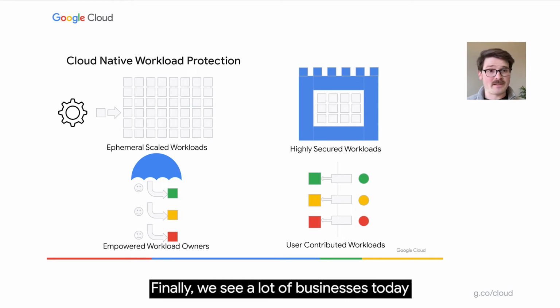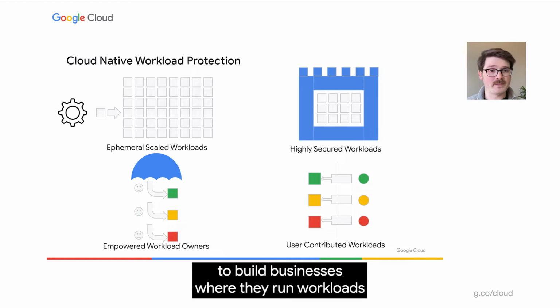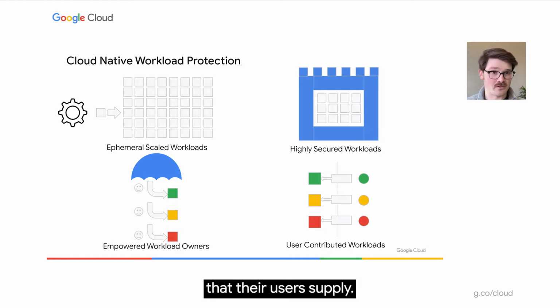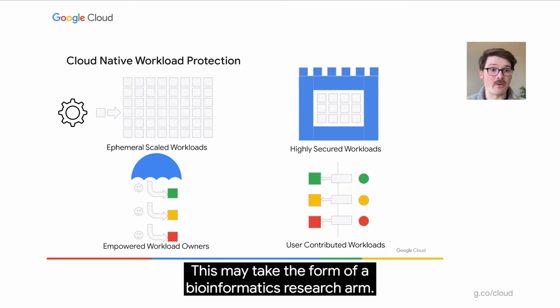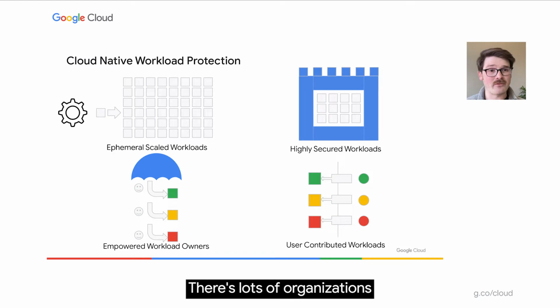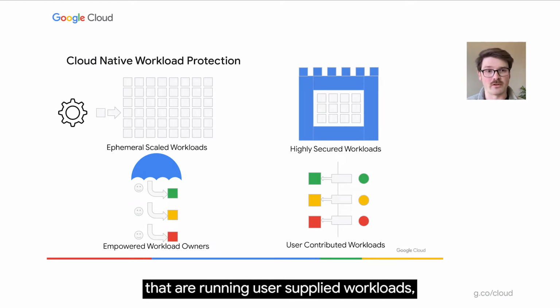Finally, we see a lot of businesses today taking advantage of the speed and scale and flexibility that cloud offers to build businesses where they run workloads that their users supply. Now, this might take the form of a community-driven CI/CD pipeline. This may take the form of a bioinformatics research arm. There's lots of organizations that are running user-supplied workloads without great visibility into what those workloads are doing.